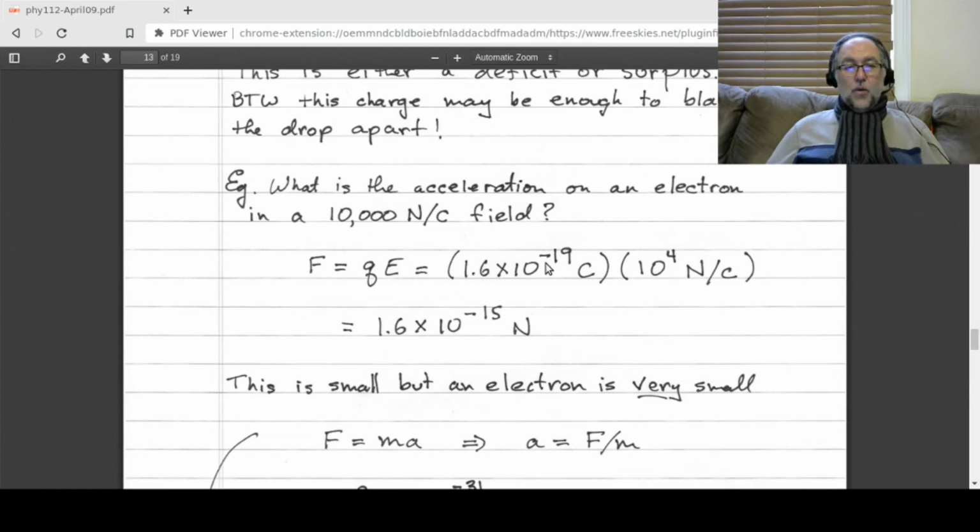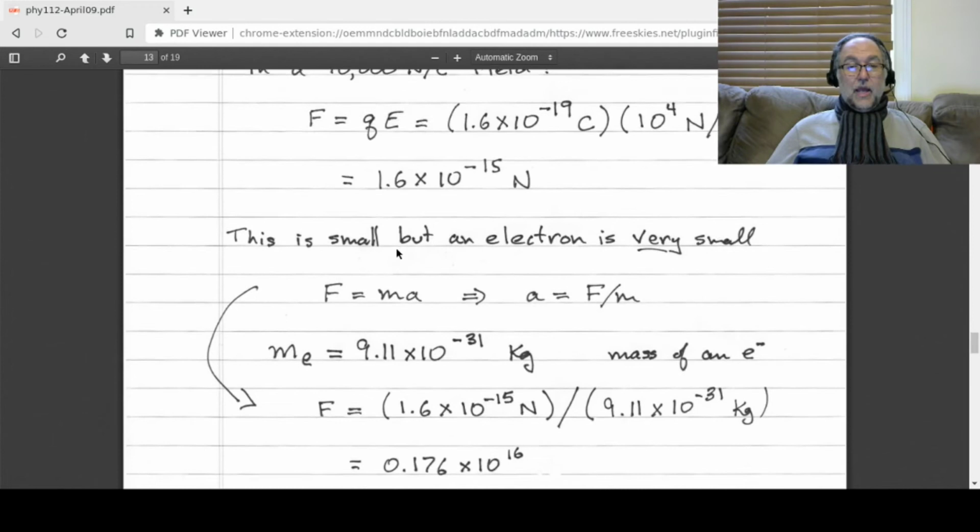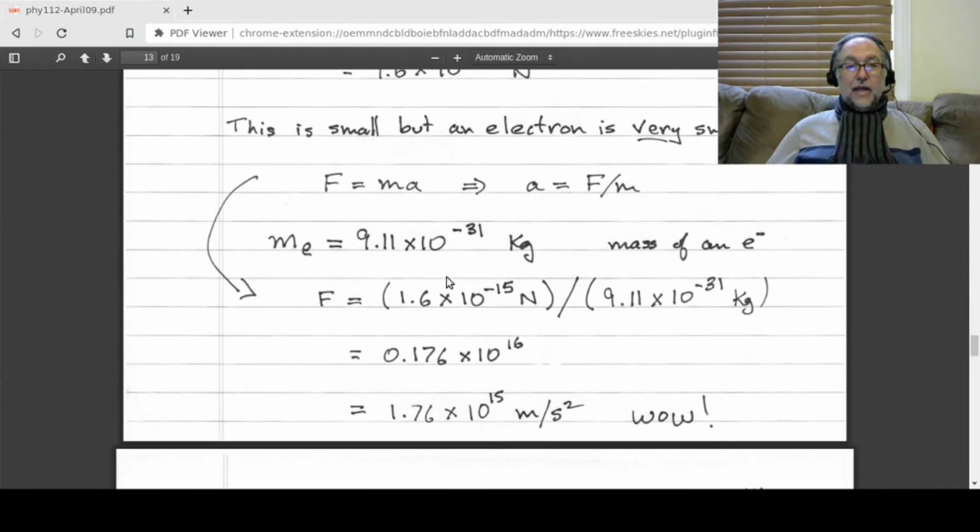So I have 1.6 times 10 to the minus 19 coulombs, and the electric field is 10,000 newtons per coulomb, or 10 to the 4 newtons per coulomb, and that gives me a force of 1.6 times 10 to the minus 15 newtons. That is a very tiny force, but electrons are very tiny. What's the mass? I did tell you that they are very, very light.